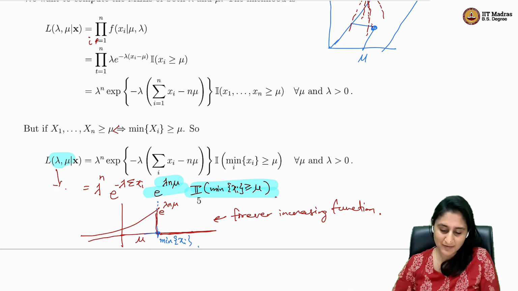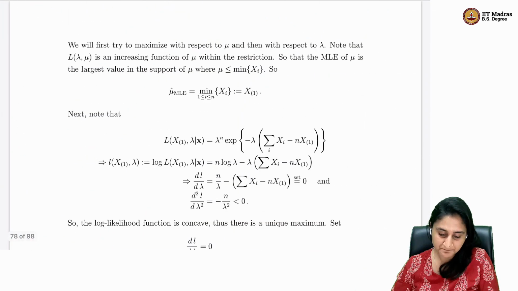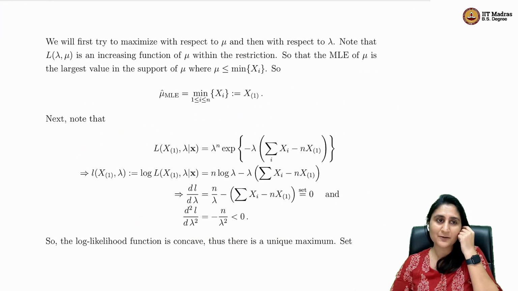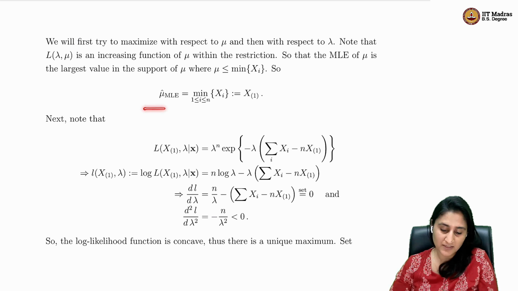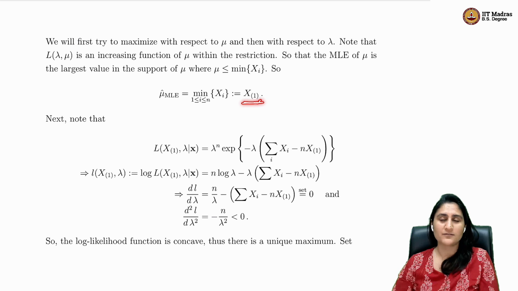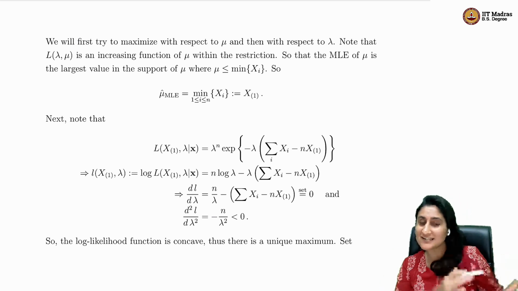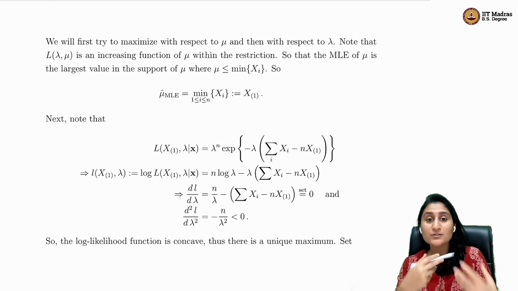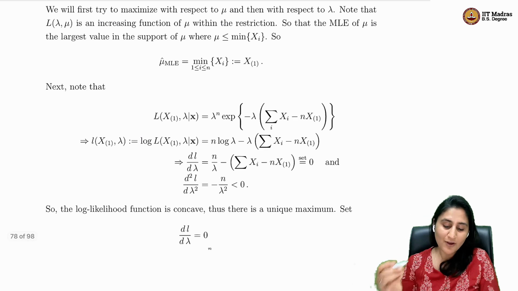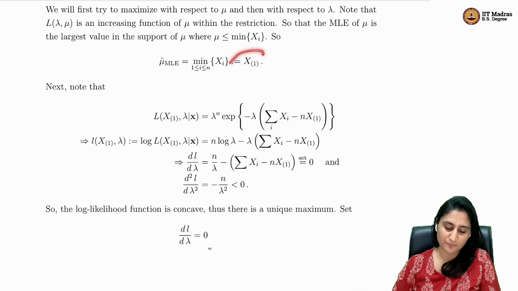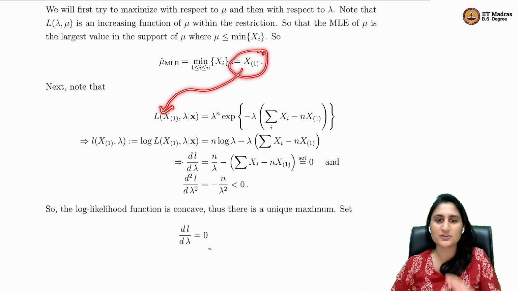Which means that the maximum likelihood estimator of mu is the value at which the likelihood is maximized, which is nothing but the minimum of xi's, which is also denoted as x order 1. Okay. That is our maximum likelihood estimator of mu. We haven't as yet looked at lambda. Remember that also is a parameter. So now I take my maximum likelihood estimator of mu and I put it in my likelihood function because we've already gotten its best value.